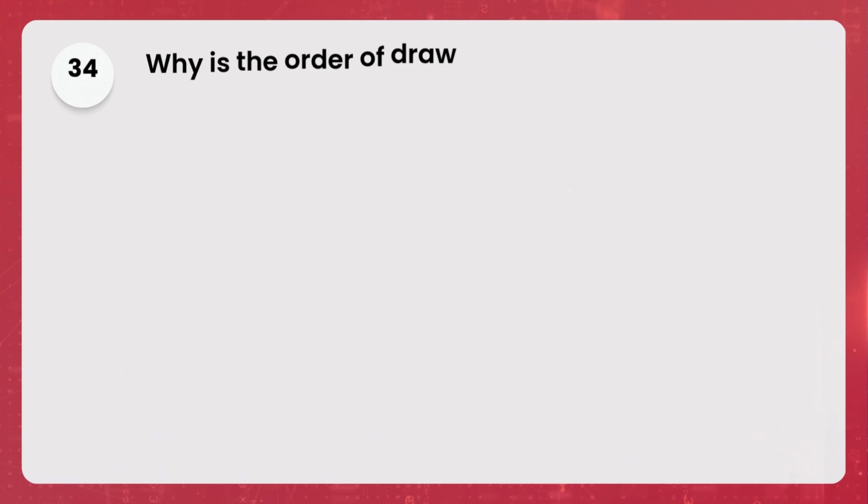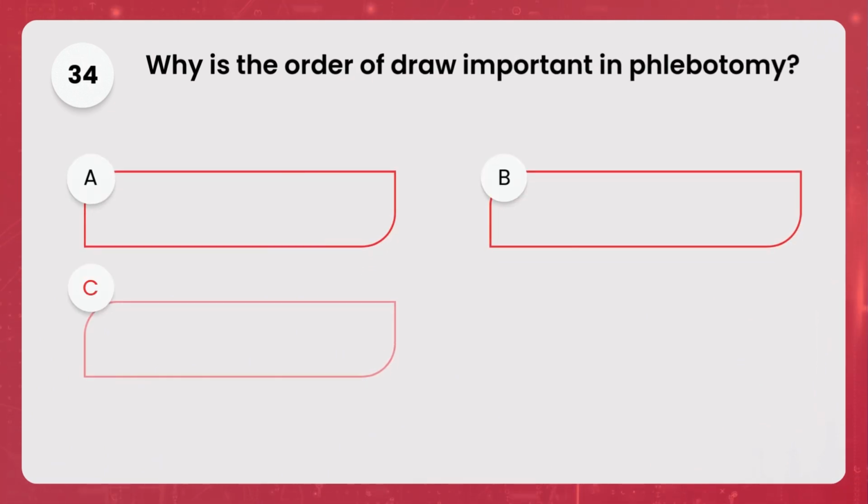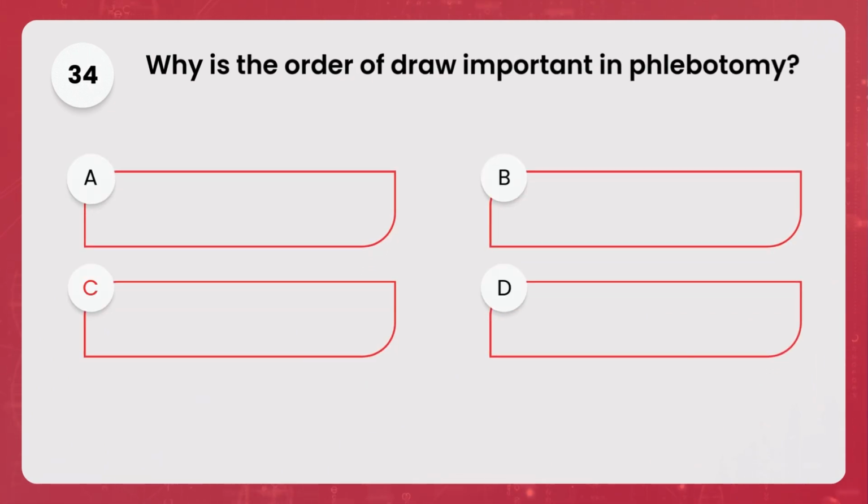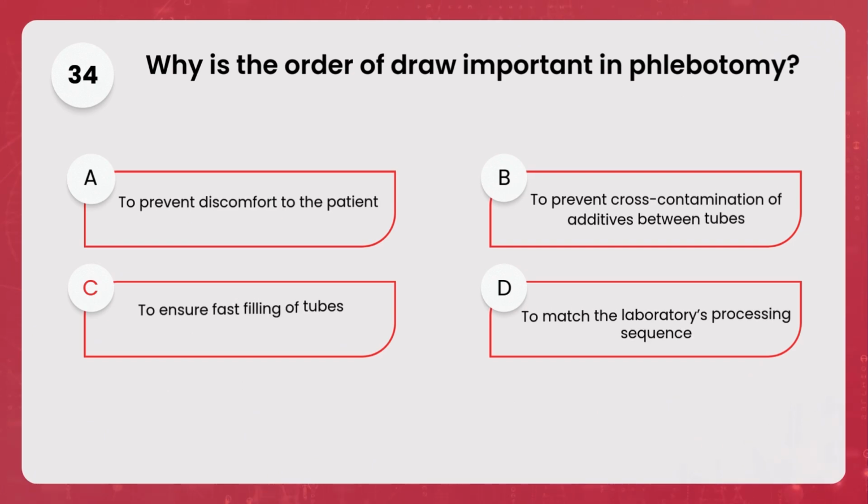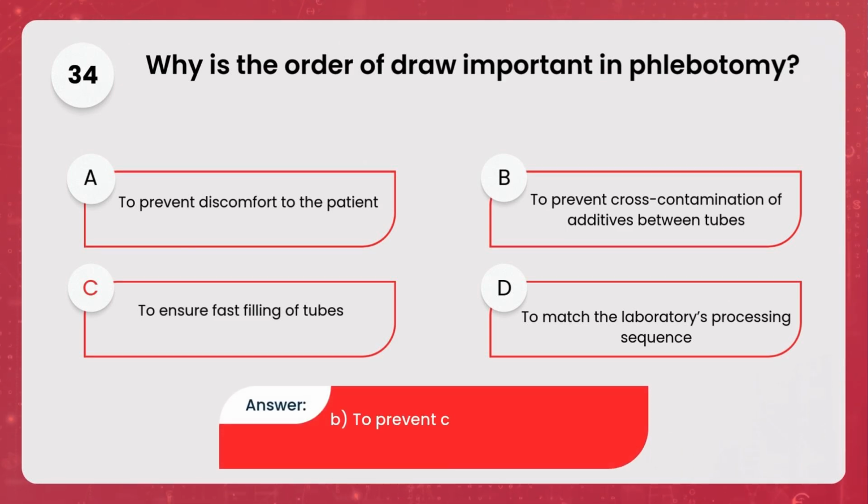Number 34. Why is the order of draw important in phlebotomy? A, to prevent discomfort for the patient. B, to prevent cross-contamination of additives between tubes. C, to ensure fast filling of tubes. Or D, to match the laboratory's processing sequence? The answer is B, to prevent cross-contamination of additives between tubes.